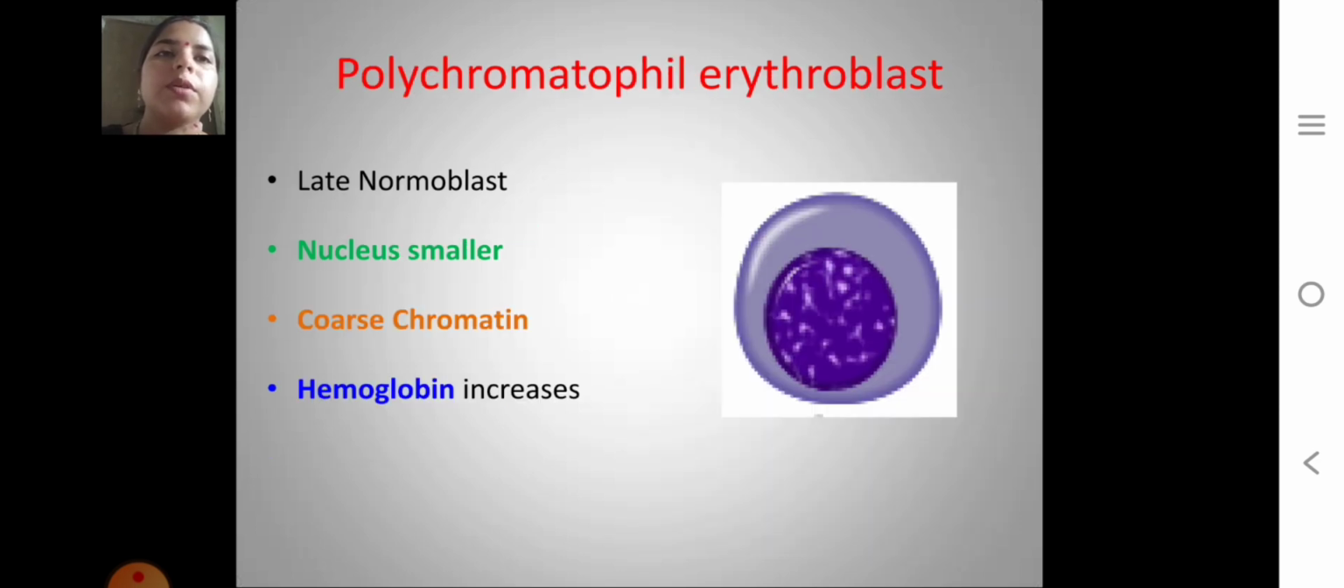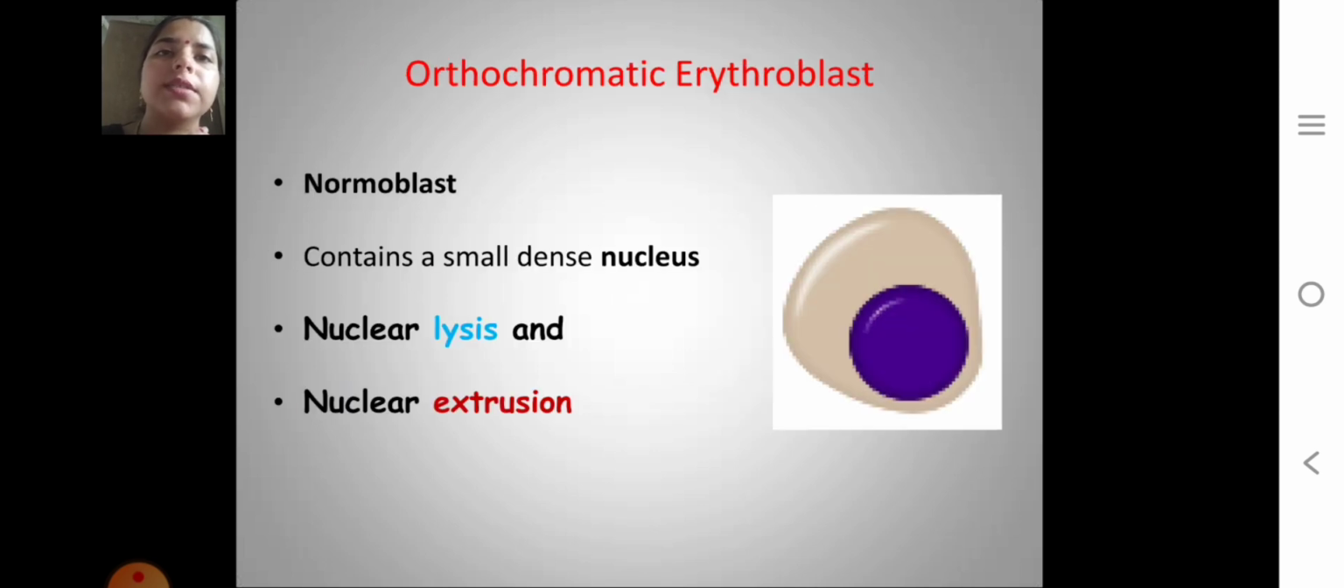The next stage is the polychromatophil erythroblast. This is the late normoblast, the nucleus is smaller with coarse chromatin, and hemoglobin increases. Next is the orthochromatic erythroblast. The normoblast contains a small dense nucleus. There are nuclear releases and nuclear exclusions.